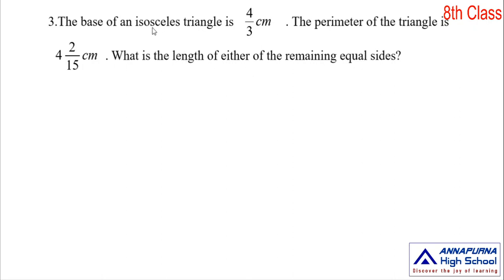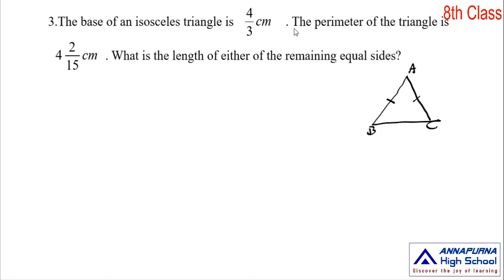I think you know which type of triangle we call an isosceles triangle. In a triangle, if any two sides are equal, we call it an isosceles triangle. For example, take a triangle ABC. If AB is equal to AC, then it is an isosceles triangle.